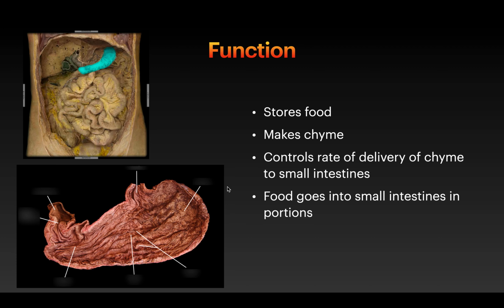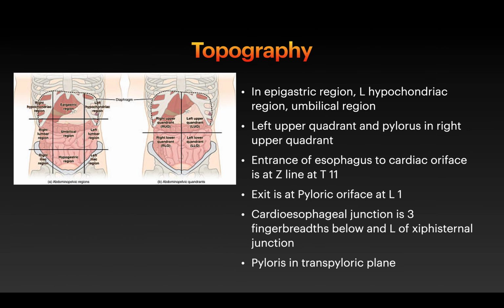So, besides making the chyme, the stomach is also responsible for controlling the rate of delivery of the chyme to the small intestines, because the food doesn't go into the small intestine in like one large go. It comes into the small intestines in portions. So after a meal, it'll grind up a little bit. Let's say it's kind of like squeezing icing out of like a piping bag, so like a little bit will come out through the pyloric sphincter.